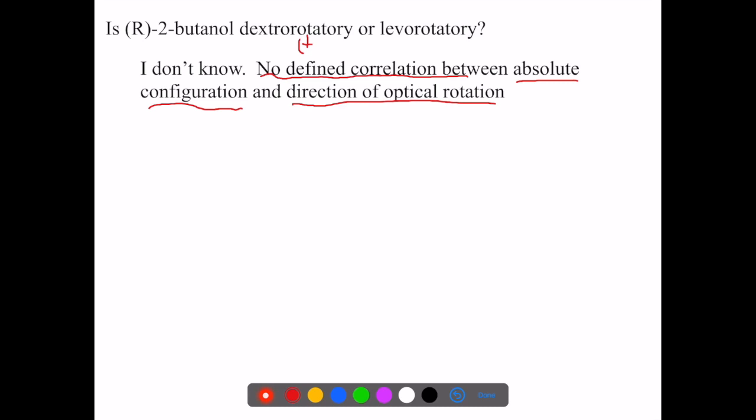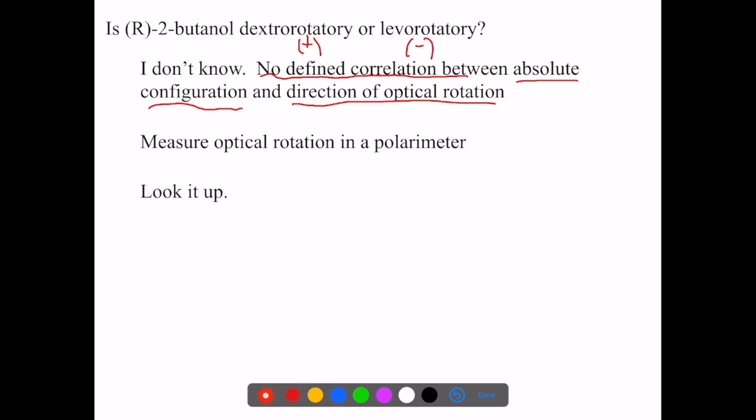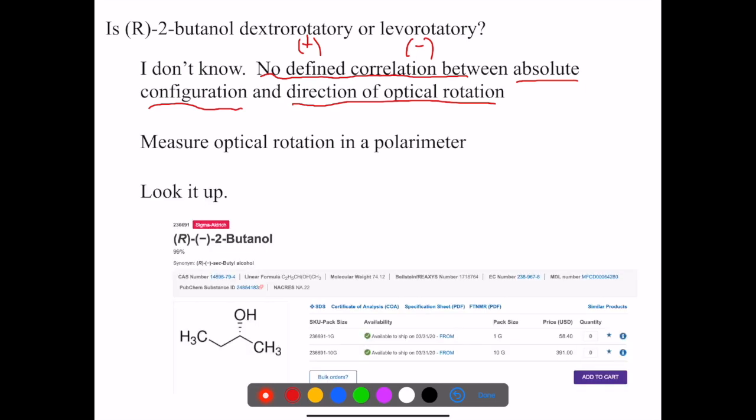How could you determine if this is dextrorotatory or levorotatory? Well, get a polarimeter out, make a solution, and measure the angle of optical rotation. Is it counterclockwise or clockwise? Or look it up. A lot of these have been deduced, and they're known. They've been measured, I should say. They're known. And so this is from Sigma Aldrich, where you can order chemicals, and we see, I looked up R2-butanol, and they provide both designations in here.